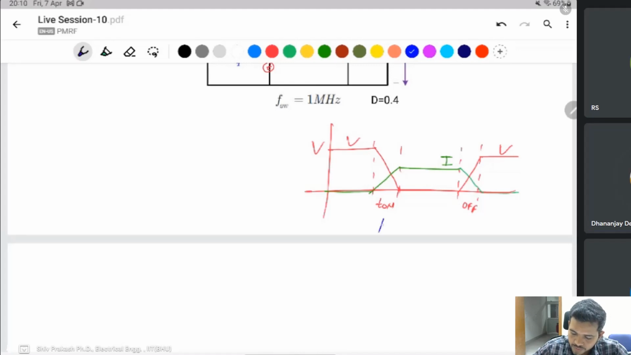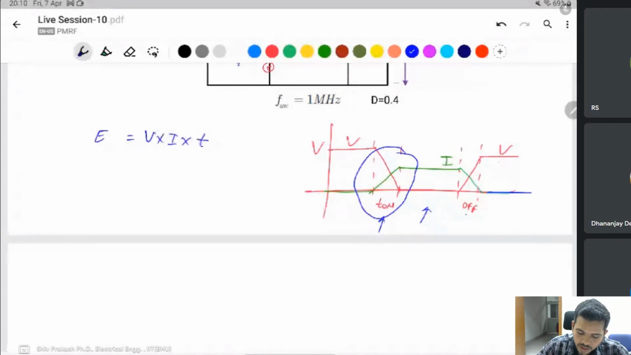The switch is on when the voltage is 0 and the current is maximum, and after the switch turns off, the current will be 0 and the voltage maximum. This is the switching loss time period. When voltage, current, and time period are given, the switching loss energy is V I into T, with voltage here, current here, and time also here.